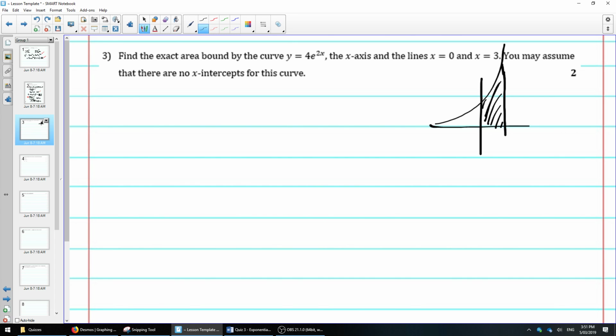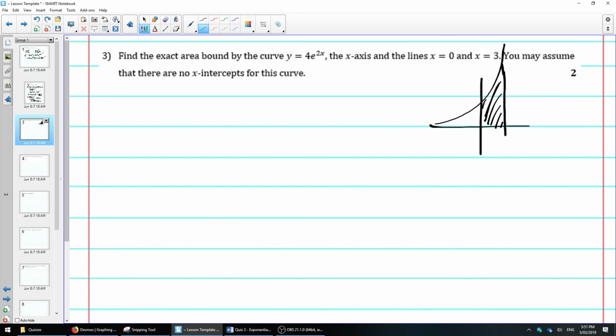Okay? And we want to find the exact area bound between the curve, the x-axis. The reason they need to do that is if I didn't bound it between the x-axis, it would just keep going on forever. But also the x-axis tells me I want to integrate with respect to x, so it's going to be dx. The line x equals 0 and x equals 3.